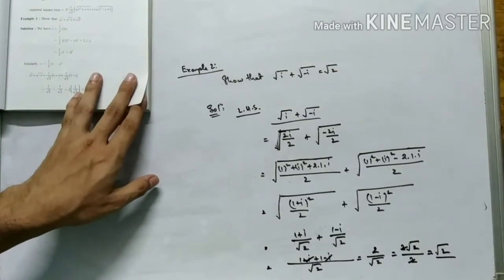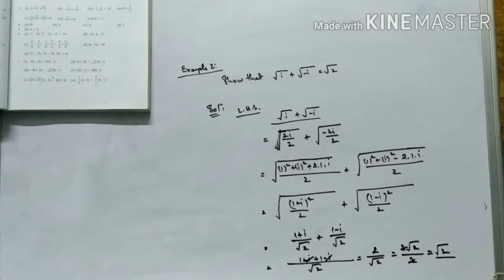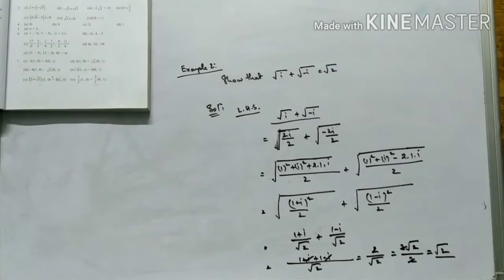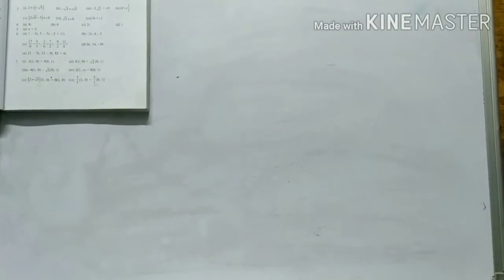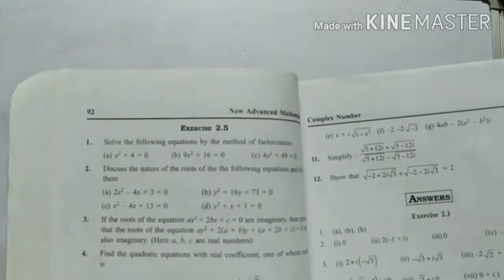So next one you see, next is exercise 2.5. Okay, exercise 2.5 we will go. Solve the following equation by the method of factorization.